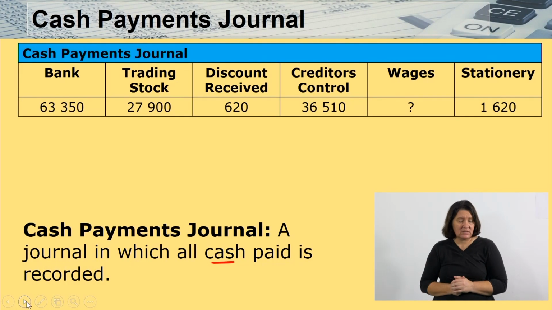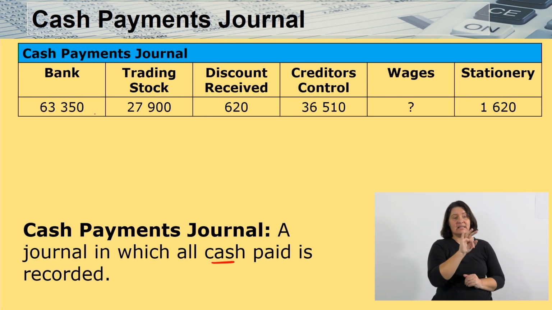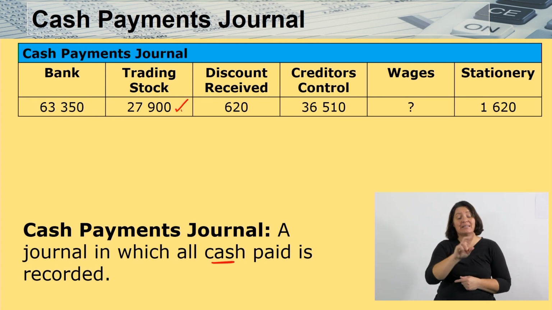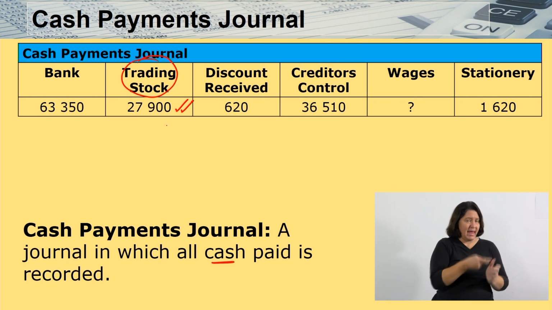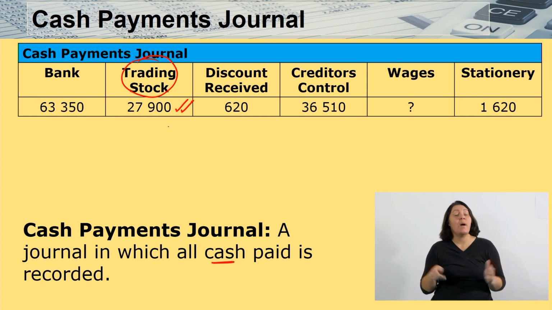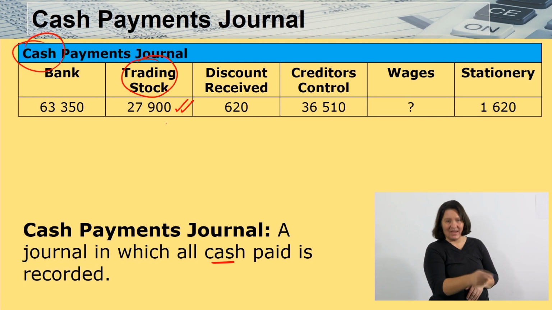Remember again, our focus is on the trading stock account. How is the CPJ going to affect our trading stock account? Let us see. Here is our CPJ. We have bank 63,350. This is the total amount that we have paid. But of this total amount, we have paid 27,900 for trading stock. This means we purchased trading stock on cash since it is in the CPJ.